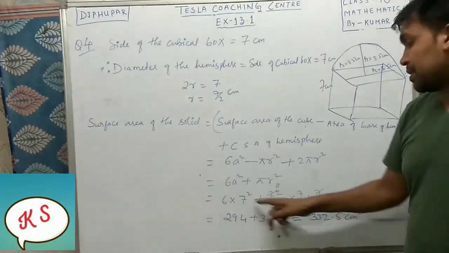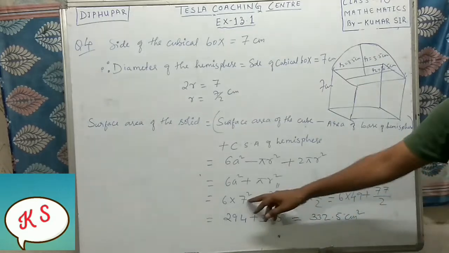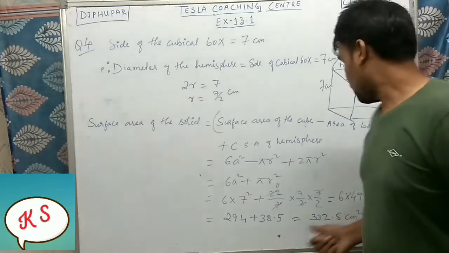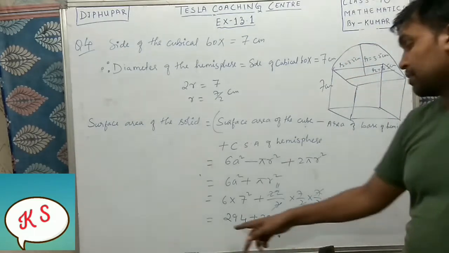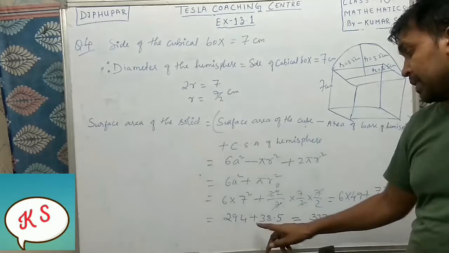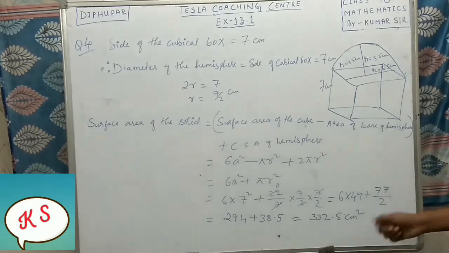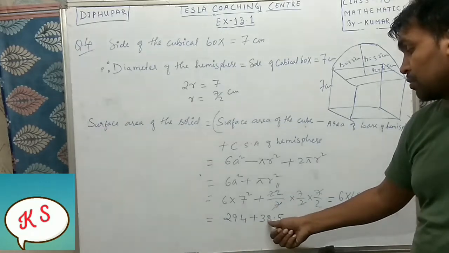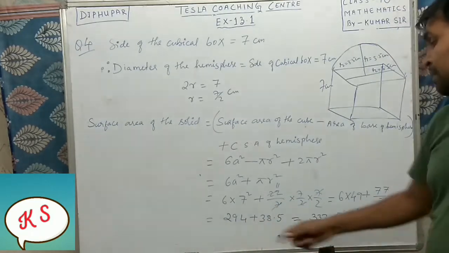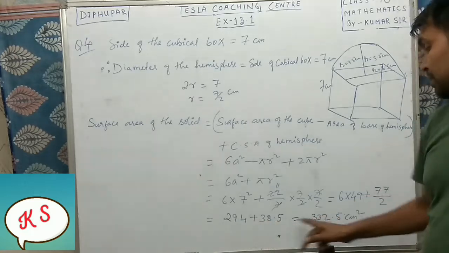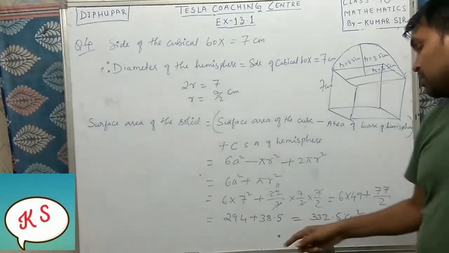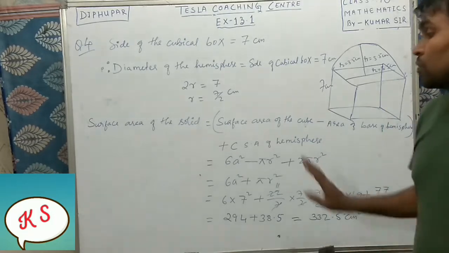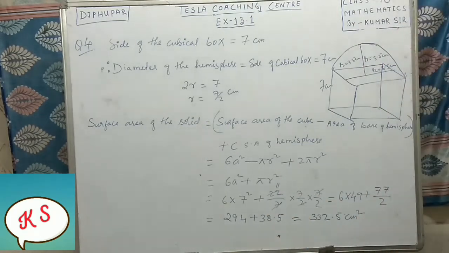So here it is 6 into 49, 7 square is 49, plus 77 by 2. 6 into 49, if you multiply, you will get 294, plus 77 divided by 2, which is 38.5. When you add it up, 8 plus 4 is 12, 9 plus 3 is 12, plus 1 is 13, and 2 is here, then 3. So 332.5 centimeter square. This is the surface area of the solid.